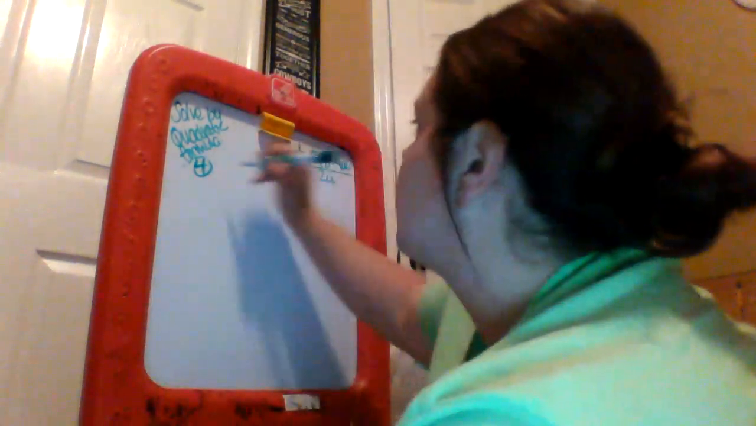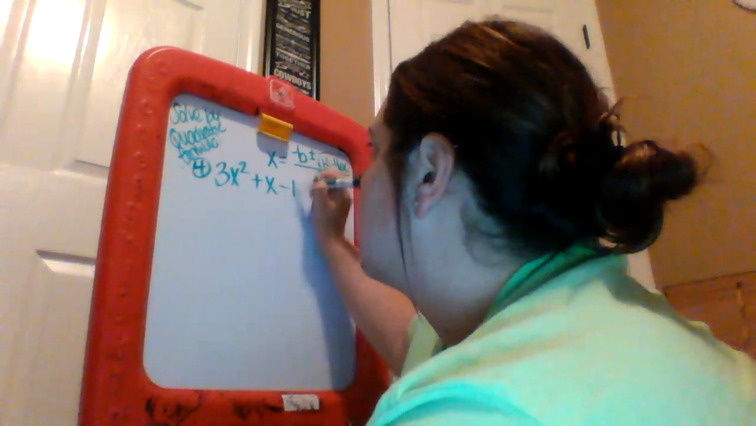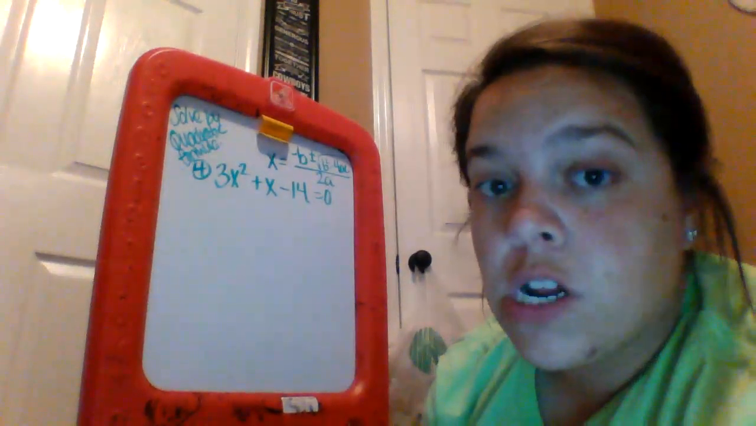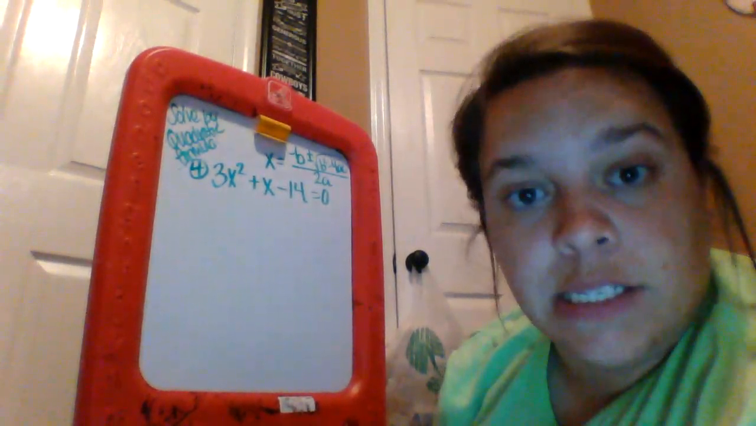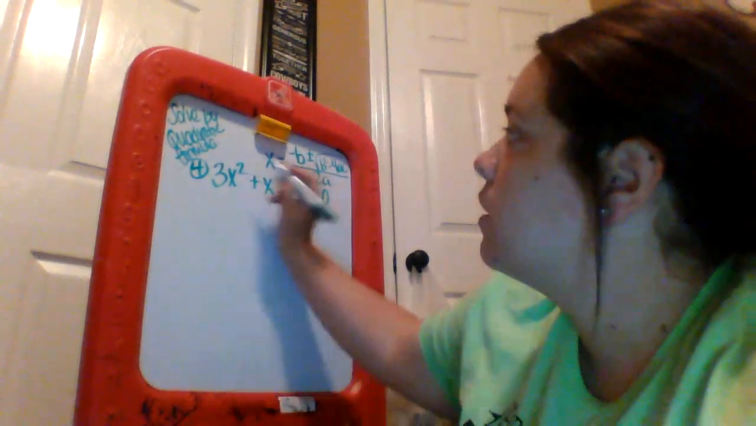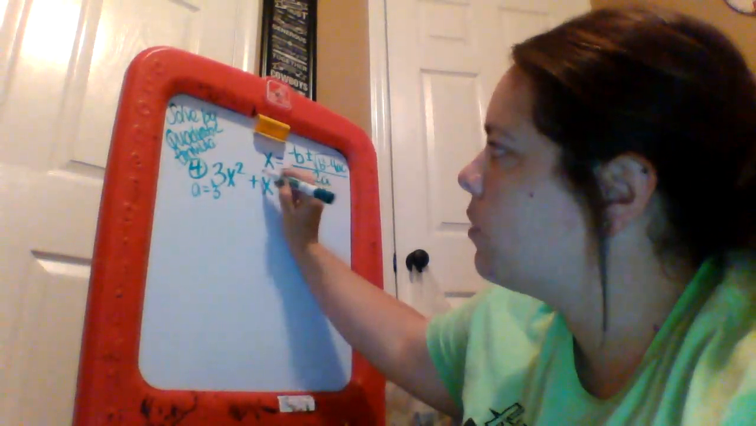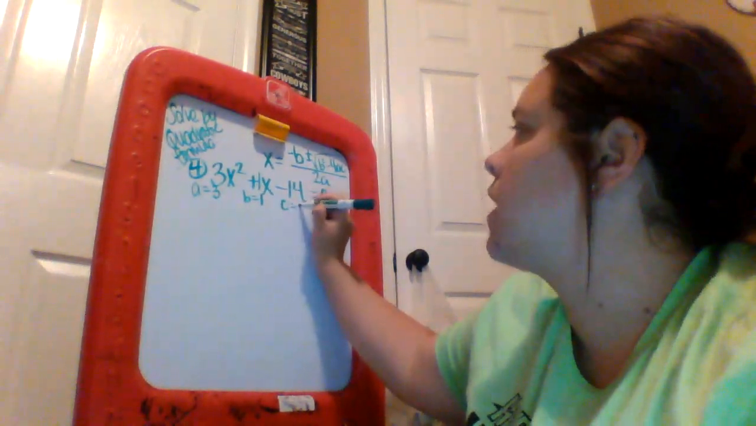Okay, I found what I want to do. All right. So this one is equal to 0, luckily, so we don't have to move anything over. So for the quadratic formula, it's equal to 0, and then I have to find my ABC. If it's in standard form, there's my ABC. So my A is 3. My B, there's no number there, so it's a 1. So my B is 1. And my C is negative 14.